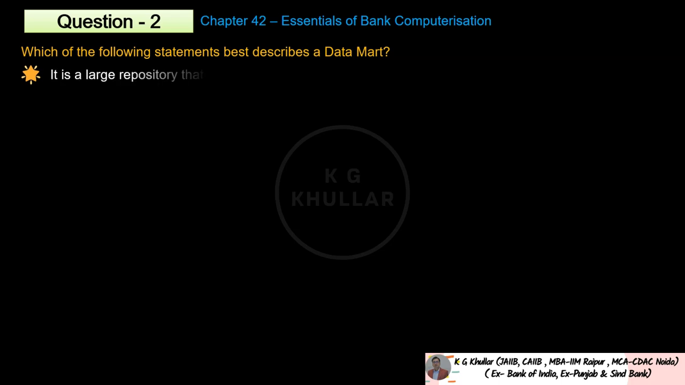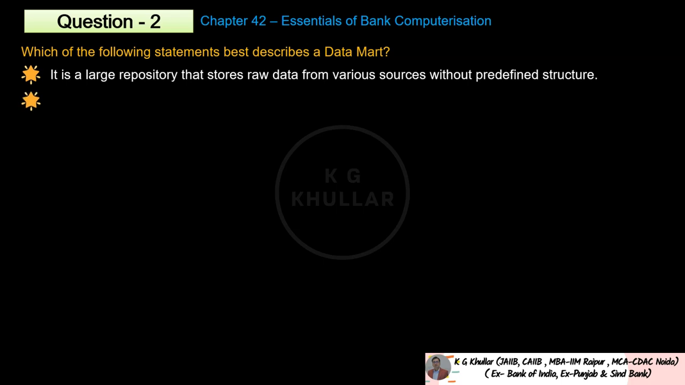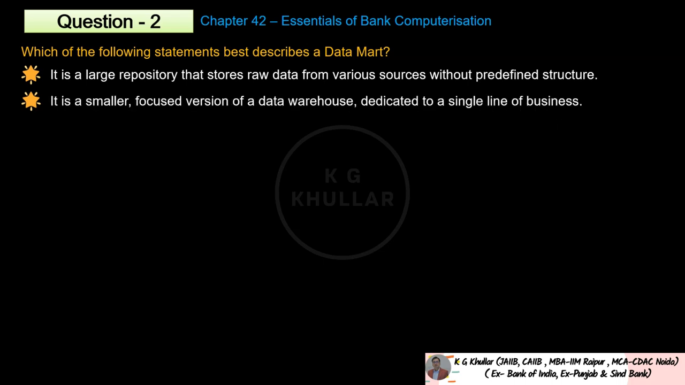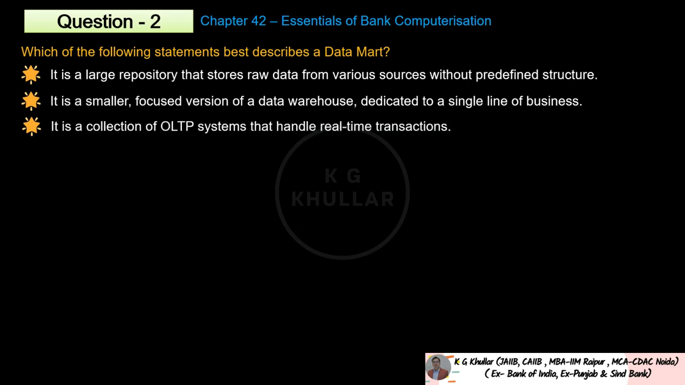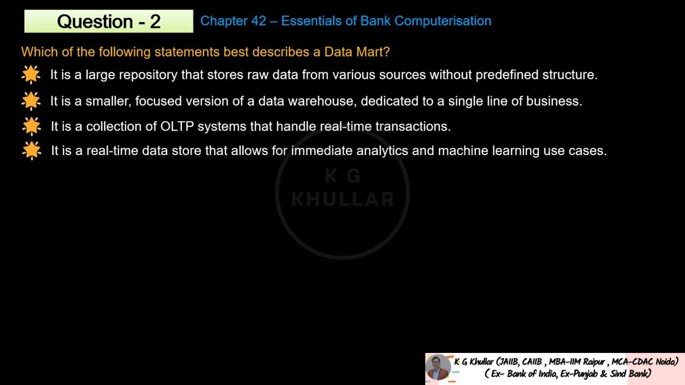The next question is from chapter 42, that is Essentials of Bank Computerization. And the question is, which of the following statements best describes a data mart? And these options are given to you. That is, first option is it is a large repository that stores raw data from various sources without predefined structure. Then second option B is it is a smaller, focused version of a data warehouse dedicated to a single line of business. Then third option C is it is a collection of OLTP systems that handle real-time transactions. And last option D is it is a real-time data store that allows for immediate analytics and machine learning use cases.